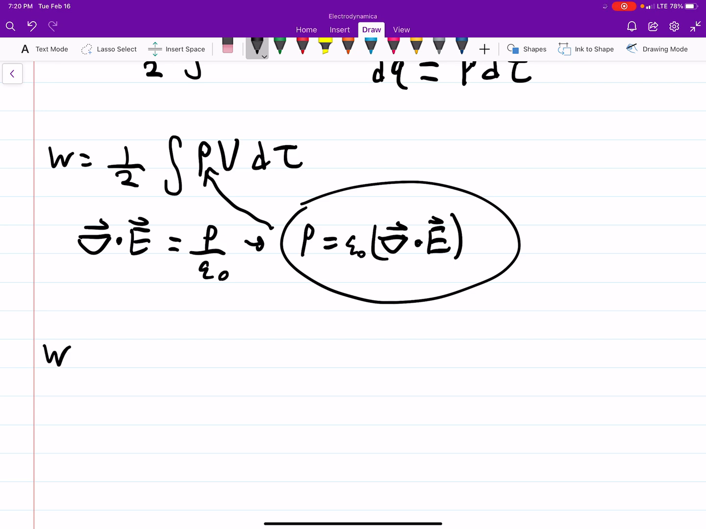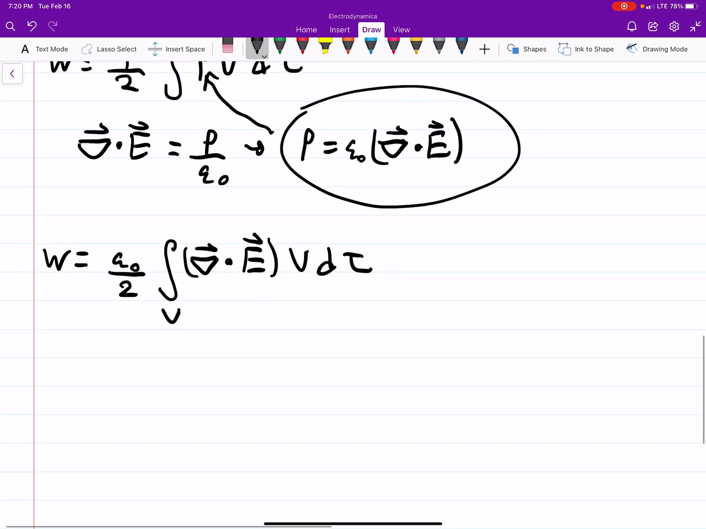So then we get our work is going to be simply 1/2. There's an epsilon I can pull out now, so the epsilon will come out. The integral, this is an integral over some volume. The divergence of our E field. And then we still have v d tau, also just kind of hanging out there.